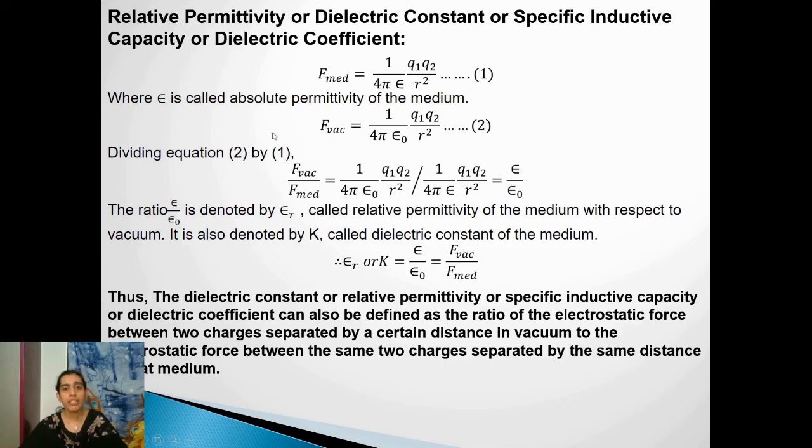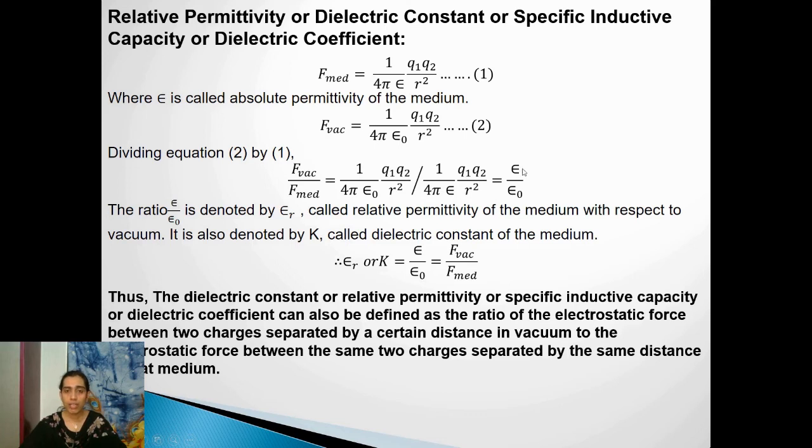Similarly, if I consider the point charges which are held in vacuum, then the force acting on those charges will be given by this equation number 2, right? In equation 2, you can observe the epsilon has been replaced by epsilon naught, right? So this is the permittivity of free space, or absolute permittivity of free space or vacuum. Now dividing these two equations, equation 2 divided by equation 1, we get the force experienced in vacuum divided by the force experienced in medium. So dividing these two equations, all the terms will get cancelled.